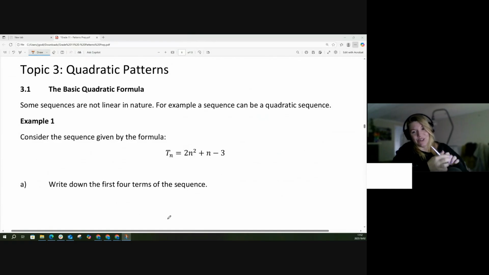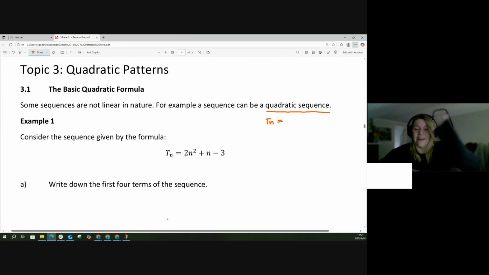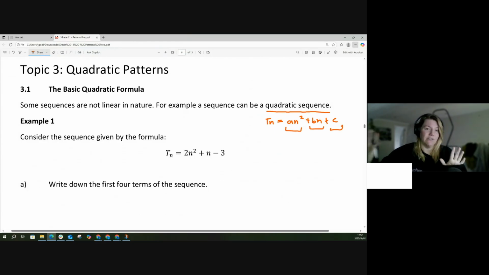Quadratic patterns, so quadratic sequences. When we have a quadratic, that's our parabola. And we know that a quadratic expression or equation is always going to be an squared plus bn plus c. So we're going to have something x squared, something x, and then a constant. If you think about your trinomials, that's pretty much consistent with that. So that's generally what we have for a quadratic.